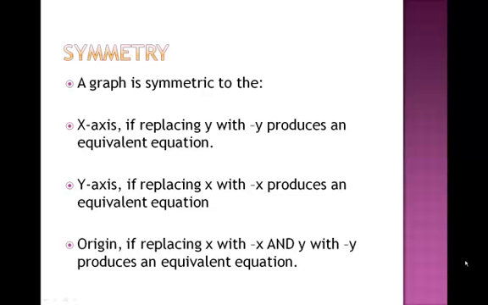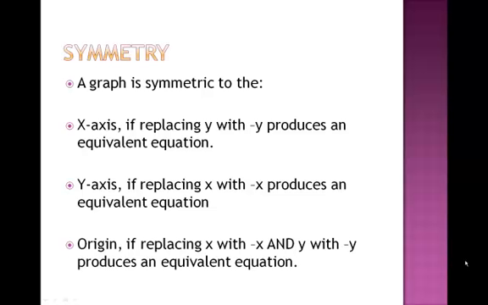So in order to test if something is symmetric with respect to the x-axis, we want to replace the y with a negative y and then see if it produces an equivalent equation. Now that seems kind of backwards, doesn't it? We're testing for x-axis symmetry and we're replacing a y with negative y. Just hold on for a little bit. I'll show you with a few later examples why this really isn't backwards and that we're doing what we need to do.